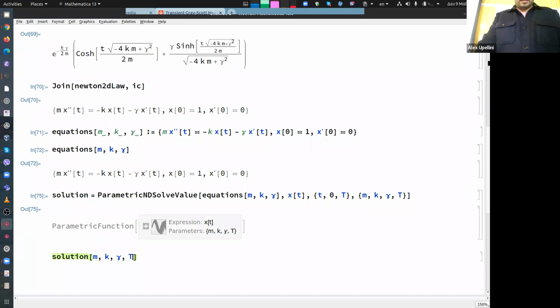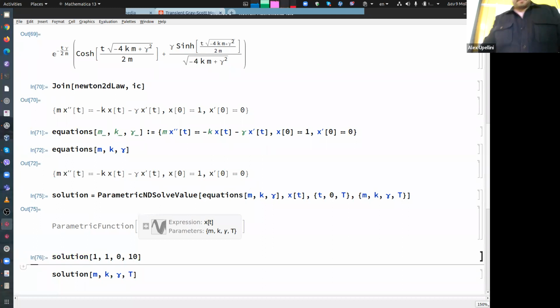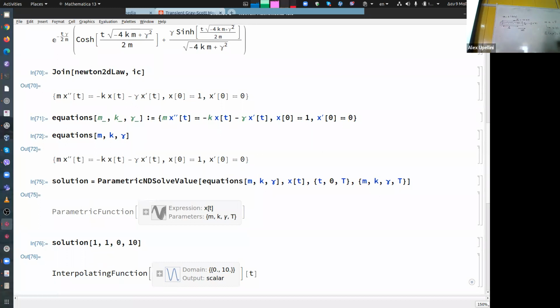Let's try to do it here. t might be 10. m equals 1, k equals 1, gamma equals 0, and t equals 10. So for those particular values of m, k, gamma, and t, I get this interpolating function that depends on t. I'm going to take out this t by specifying here just x. And let's see what is the effect of specifying t or not.